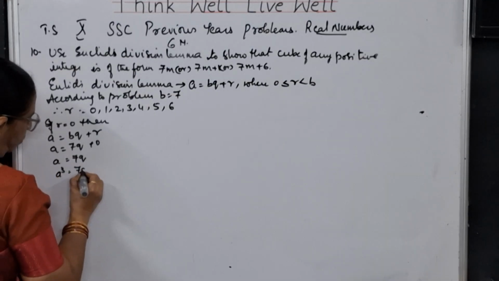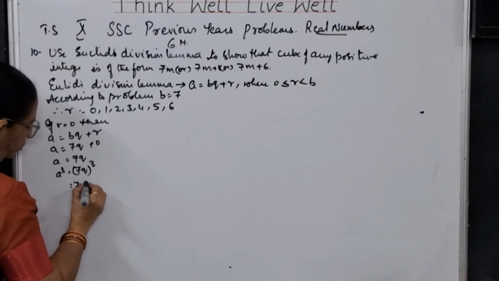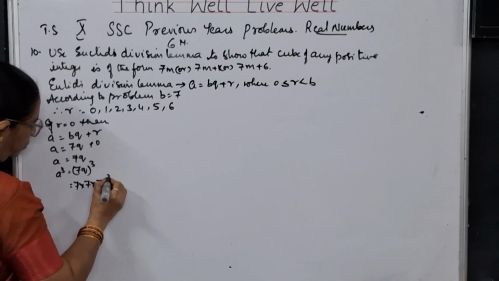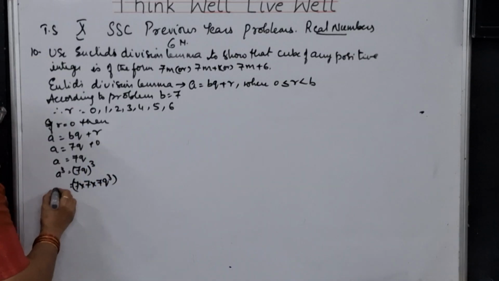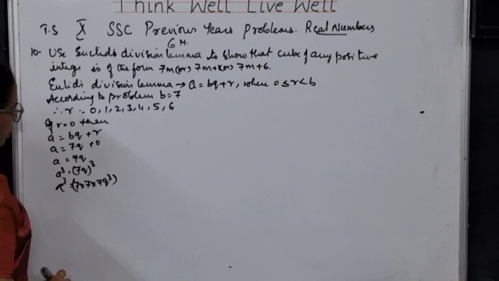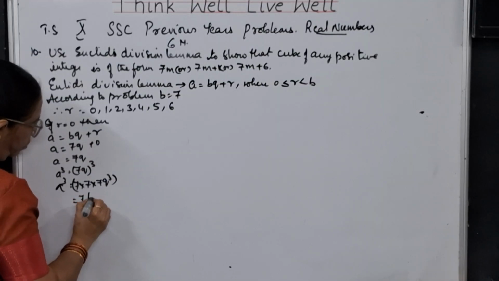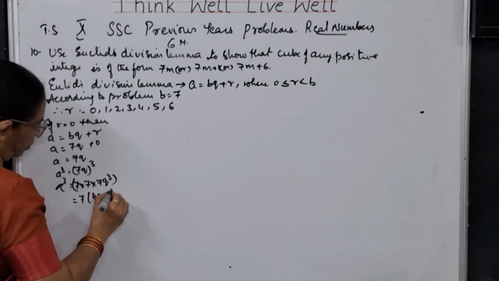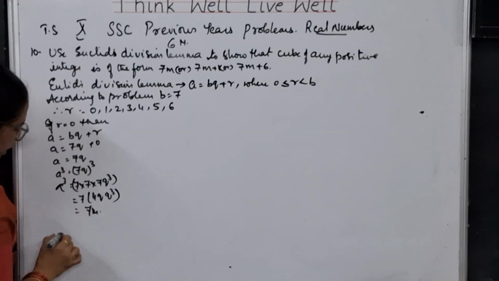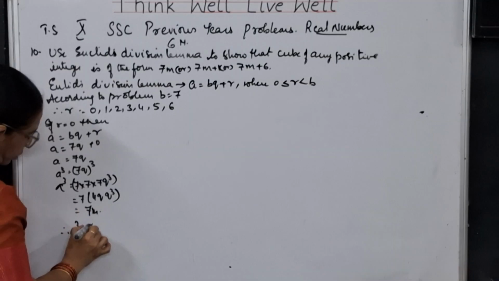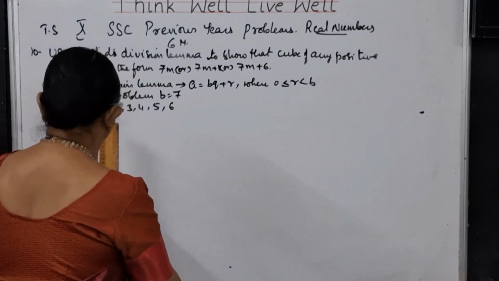a cube is equal to 7q whole cube, that is 7 into 7 into 7 q cube. So, a cube is equal to 7 into 7 into 7 q cube. One 7 I have taken out, that is 49 q cube. This is nothing but 7m. Therefore, a cube is equal to 7m. You have proved it if r is equal to 0.